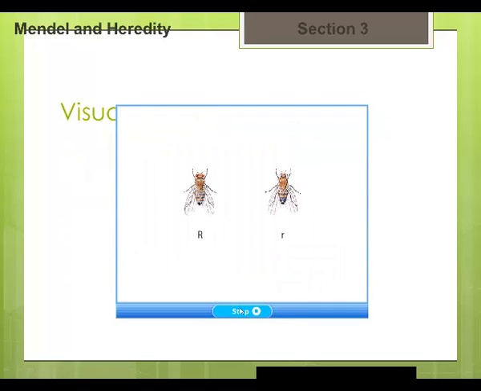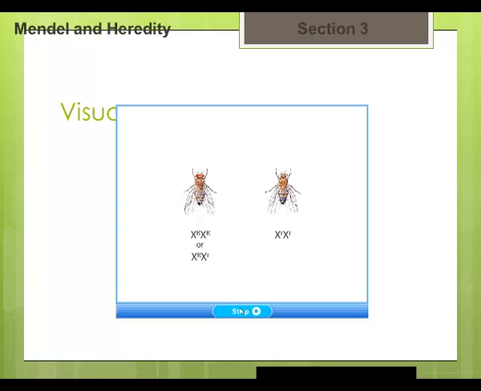In fruit flies, red eyes are dominant over white eyes. Eye color is a sex-linked trait in fruit flies. This means that the gene is on one of the sex chromosomes, X or Y. In the case of fruit flies, the gene for eye color is on the X chromosome. Female flies have two X chromosomes.